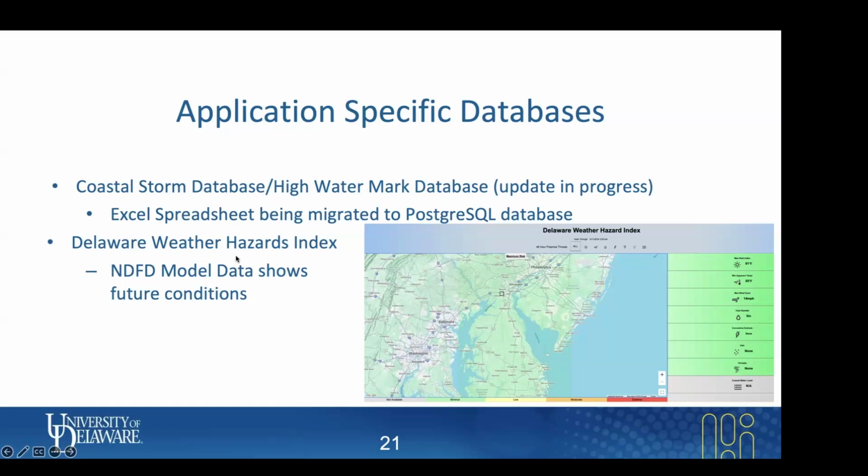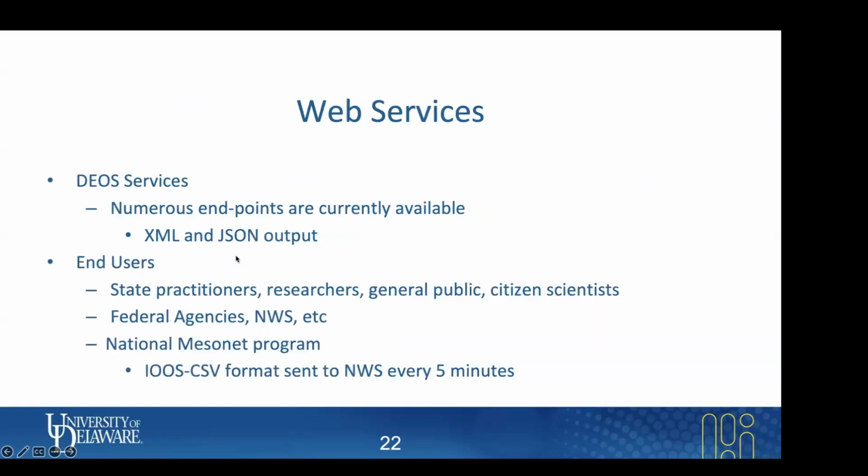We also have the Delaware Weather Hazard Index, which is an application where we're not using a database at all. We download model output from the National Digital Forecast Database and extract relevant predictions over the state. These observations then get summarized for quick display, but still maintain the ability to drill down based on users' interest.